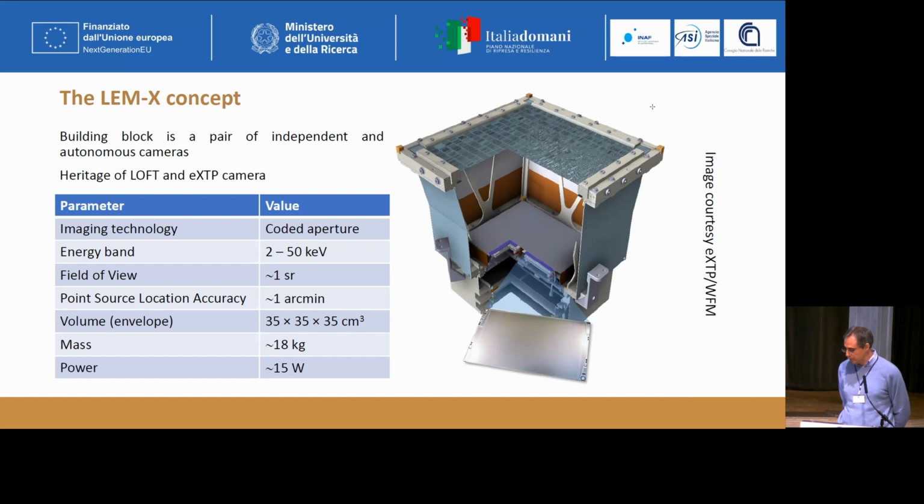It is a coded aperture imaging camera in X-rays in the energy band between 2 and 50 keV. Each camera has a field of view of about 1 steradian and a point source location accuracy of 1 arcminute. The volume enveloping the camera is about 35 times 35 times 35 centimeters. The mass is roughly 18 kilograms and the power consumption is 15 watts.